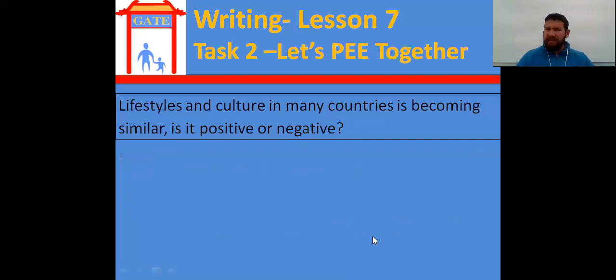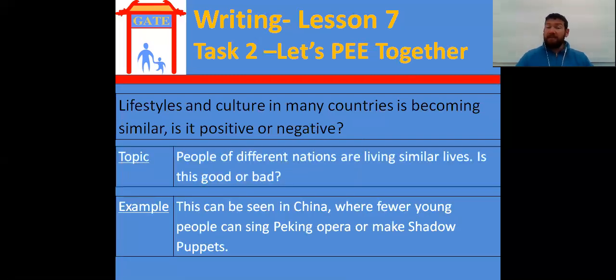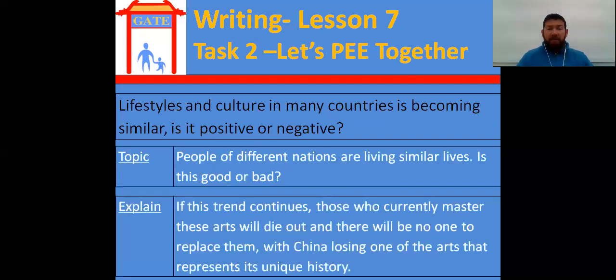Okay, well, let's think of an example. This can be seen in China, where fewer young people can sing Peking opera or make shadow puppets. You know, shadow puppets is where you cut out the paper to make a shape, and then they put it behind the light and have the puppet dancing. It looks really beautiful if you've ever seen it, but very, very few Chinese people can make that these days. There is a clear example. And explain, if this trend continues, those who master these arts will die out and there will be no one to replace them, with China losing one of the arts that represents its unique history.